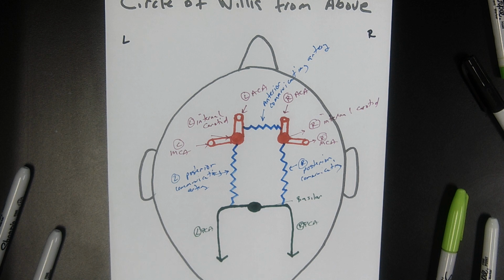Questions? Does that make sense? See it from a couple of different viewpoints. Just trying to make things three-dimensional as much as possible so you see where arteries are going. In the next part, we're going to talk about which parts of the brain each of these arteries supplies. No questions? All right, let's move on then.